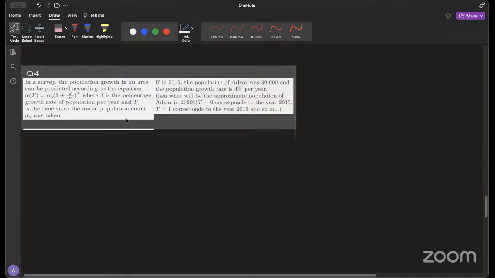Ma'am, D should be taken as 4% or 20%, because for 5 years it will be 20%, right? It's 4. 4 is the growth rate. Every year it's compounding. So this is the formula for the compounding, right? So it's 4 here. That's how compounding works.